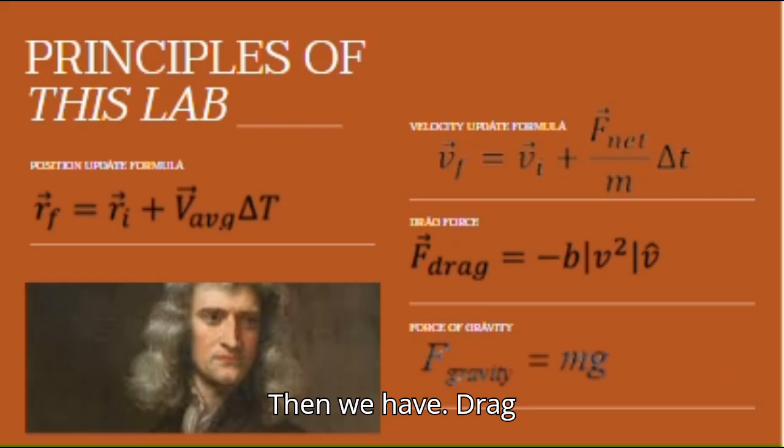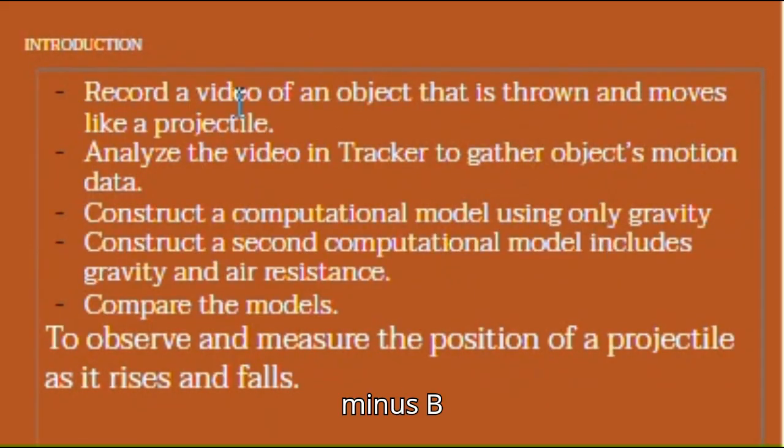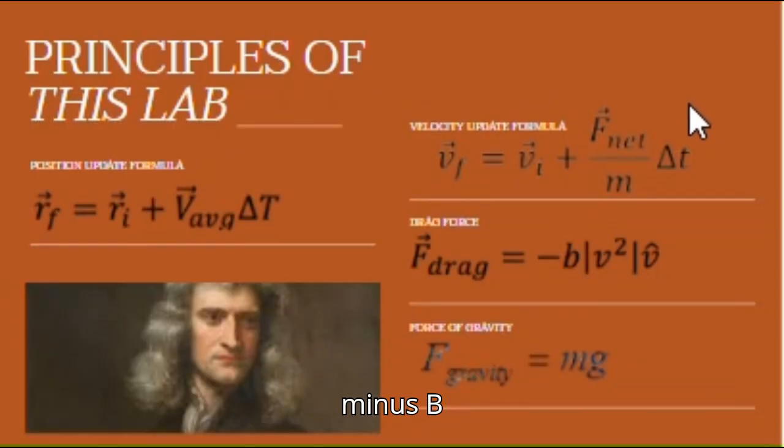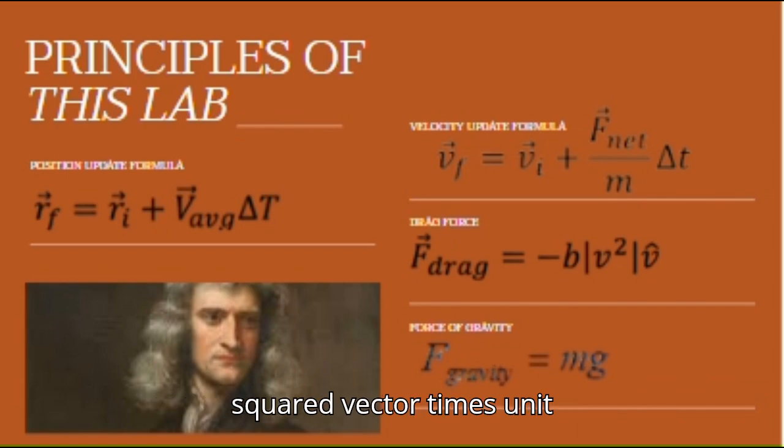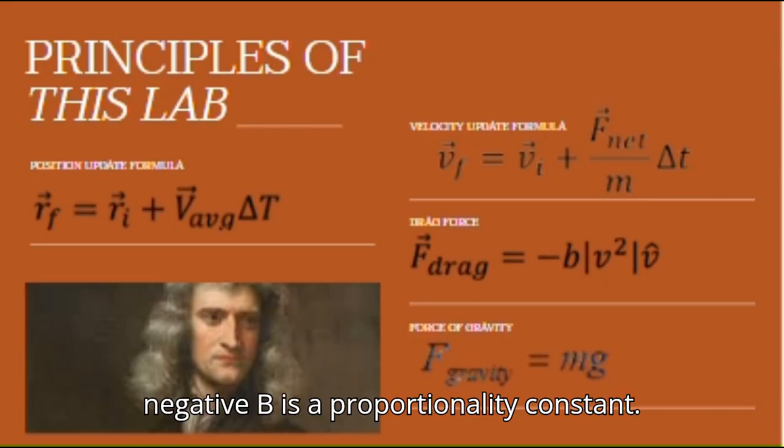Then we have the drag force, which is negative b times the magnitude of the velocity squared times the unit vector, and in this case b is a proportionality constant.